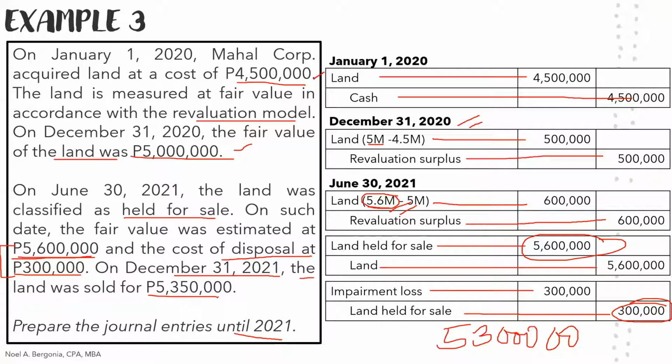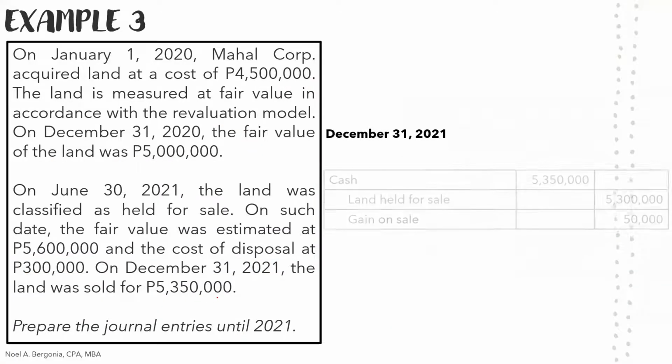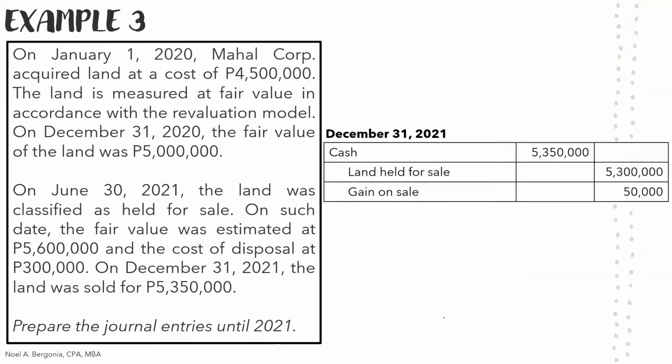So how do we record the sale of land? So on December 31, 2021, so debit tayo ng cash, the selling price of 5,350,000. Then de-recognize the land held for sale, which is na-mention ko kanina, the fair value less cost to sell of 5,300,000. Then we still have a gain naman of 50,000. Okay? So I hope that that is clear, no? And since class, wala na sa atin yung land. So we have already derecognized it.